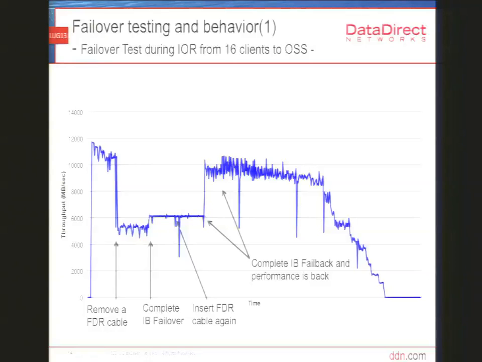I installed the FDR cable back again, then the bond interface tries to fail back. Once failback is complete, Lustre tries to reconnect again. Then finally the Lustre reconnect is complete, so the performance is back again. Then all of the OSTs are accessible on both HCAs.